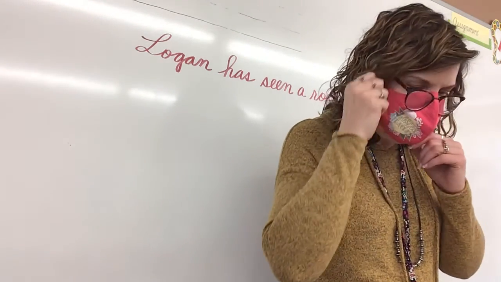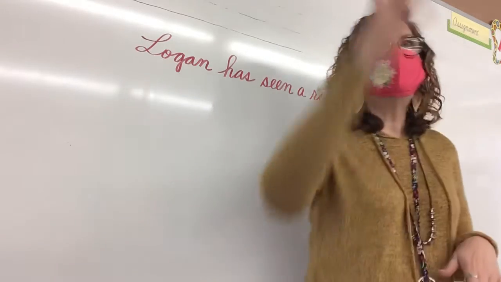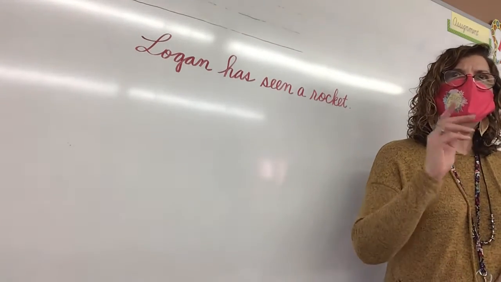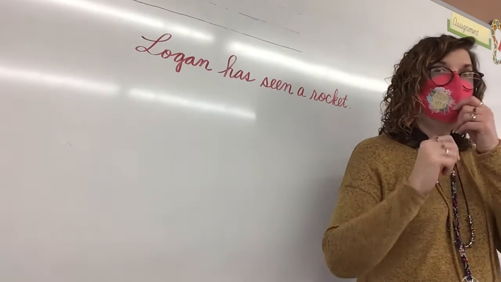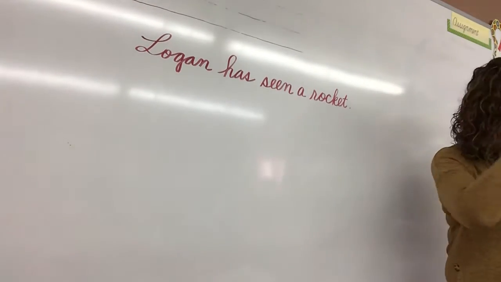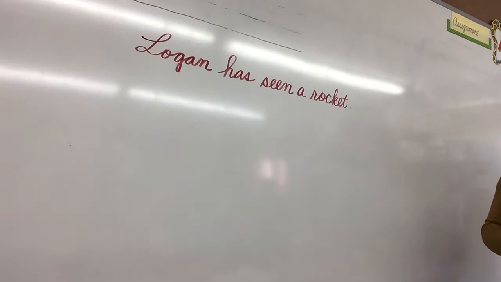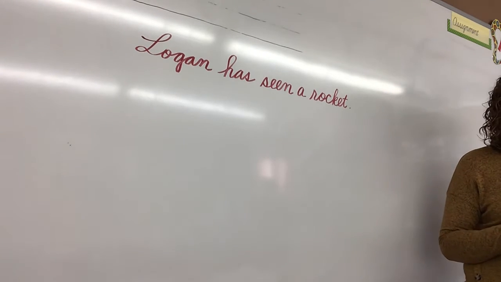Alright, the other thing you're going to have to do is divide the sentence, and then you're going to underline the verb phrase, and you're going to underline the subject. So we're going to do that to this sentence right here. So read this sentence up here. Logan has a rocket. A rocket. Are you guys with me?